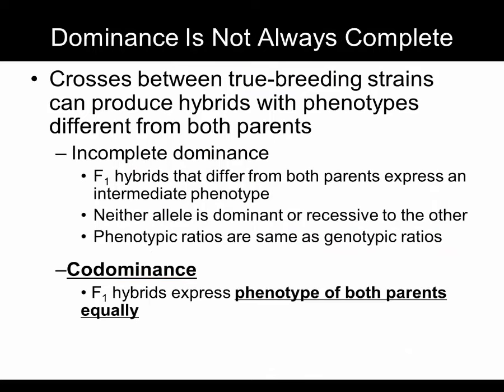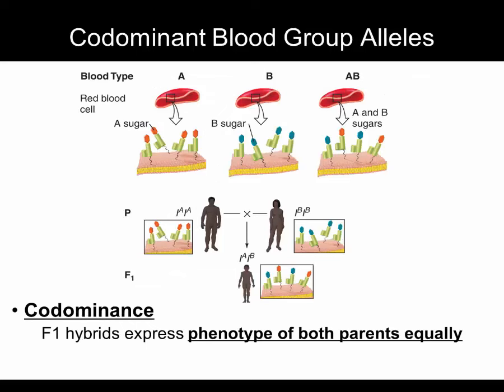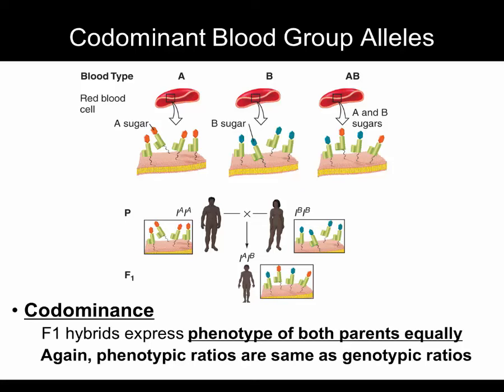The other variation on dominance that's important to know about is codominance. Here, the heterozygotes equally express the phenotypes of both parents. The classic example of codominance is AB blood types. The A and B alleles determine what sugar will be present on the surface of red blood cells. Individuals who are AB will equally express both A and B sugars. A homozygous A and a homozygous B individual will have AB children. And two AB individuals will have A, AB, and B offspring in a 1 to 2 to 1 ratio, as we're used to seeing for a monohybrid cross. Again, the genotypic and phenotypic ratios are the same.